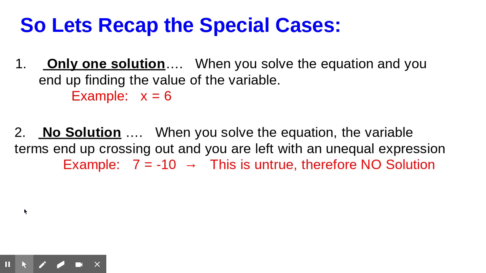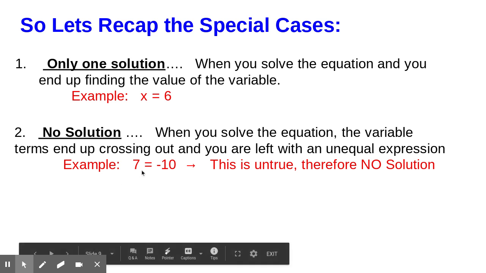Another special case that you get is when you end up having no solution as your answer. That's when you solve the equation and the variable terms end up crossing out and you are left with an unequal expression. So for example, your variable terms crossed out and you're left with 7 equals negative 10. Well, this is untrue, therefore that is no solution.